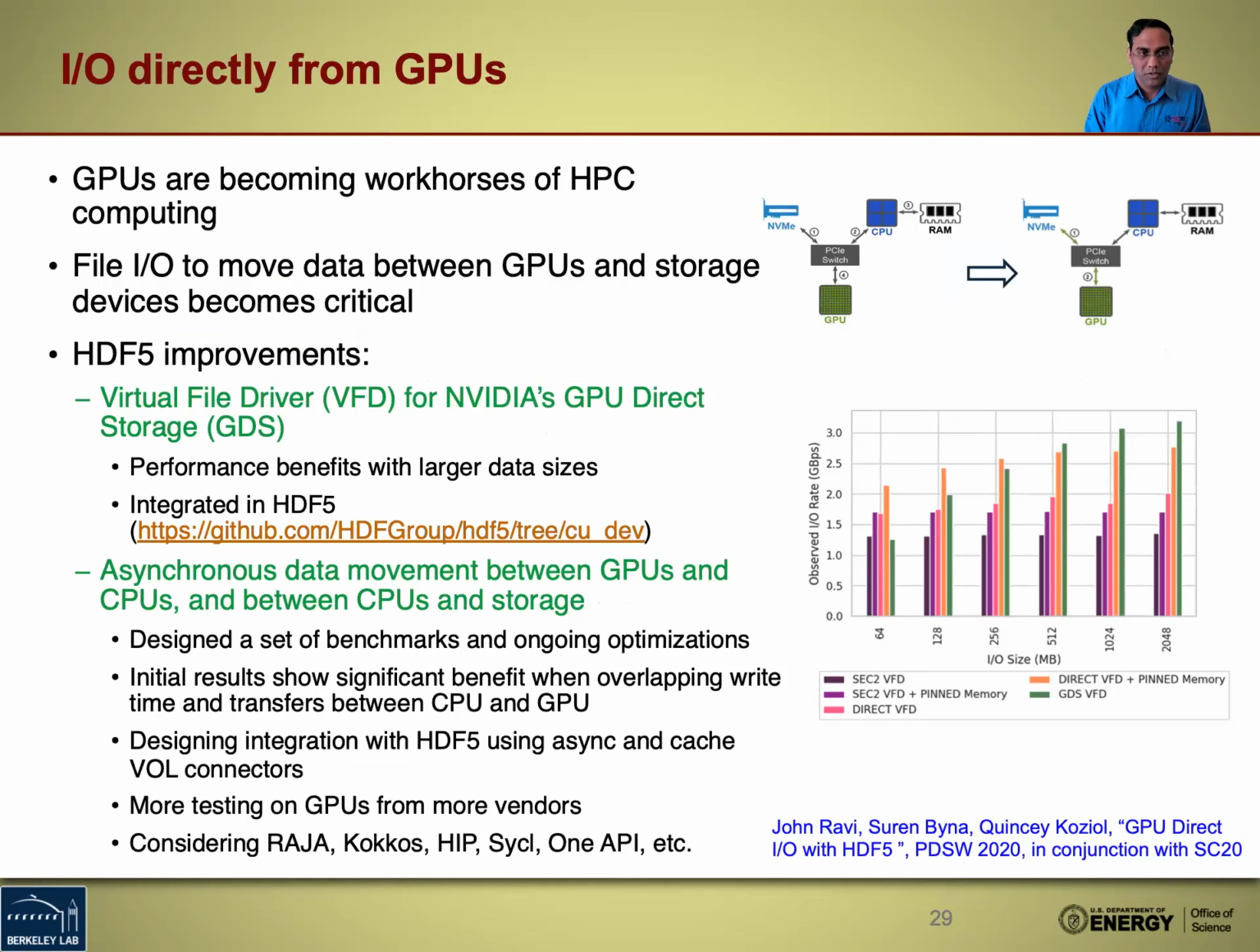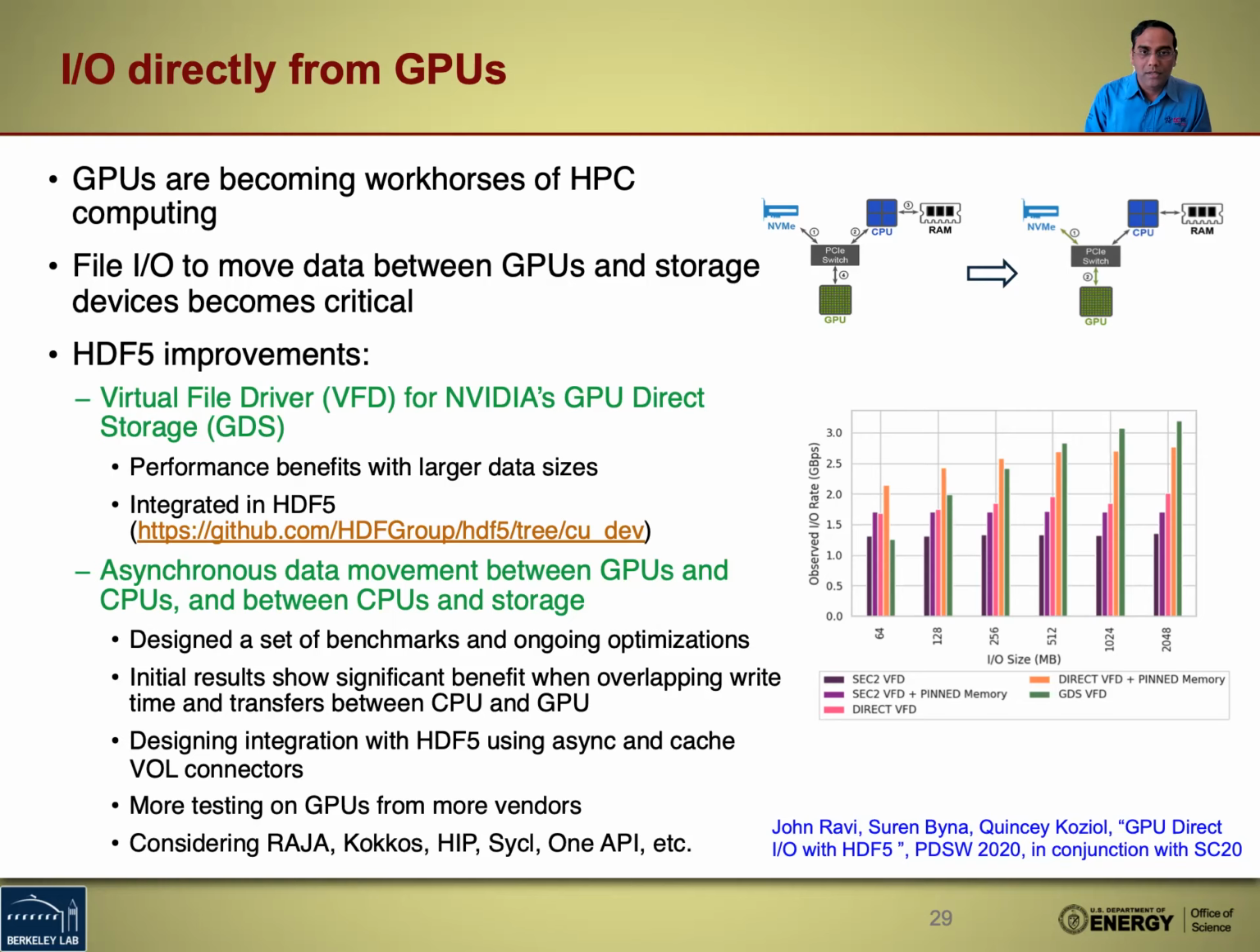As I was mentioning, GPUs are pretty much becoming a part of almost all the large-scale supercomputing systems. So to support data movement from GPUs directly to the storage, we have been seeing various technologies that are available in the GPU software. One of the technologies that is coming on NVIDIA GPUs is GPU Direct Storage, or GDS, which allows avoiding the bounce buffer.